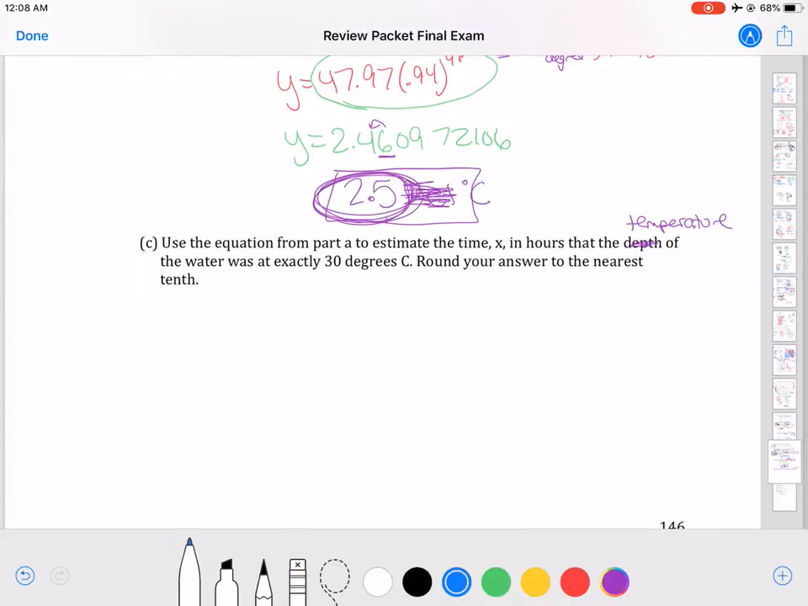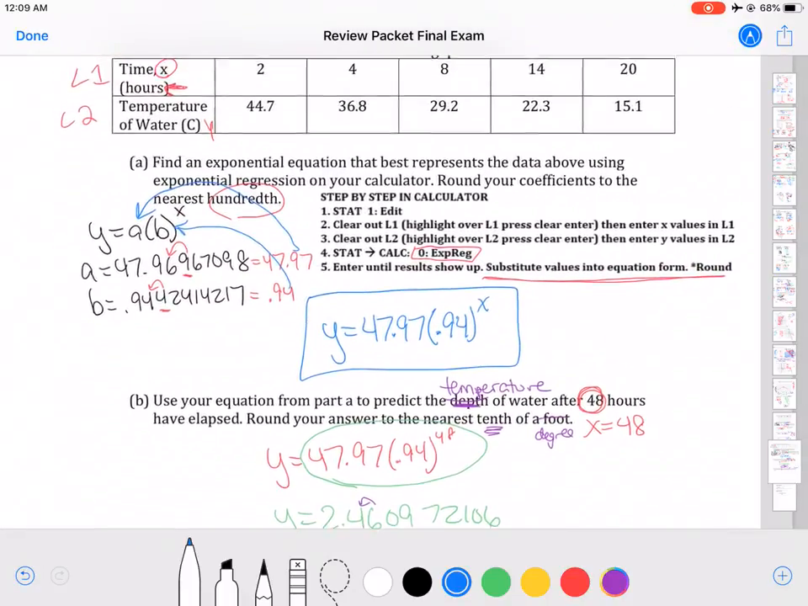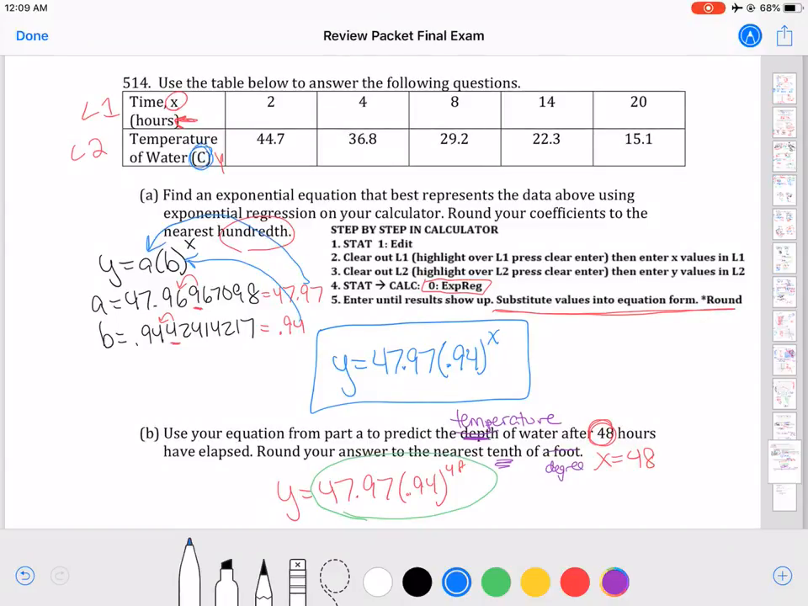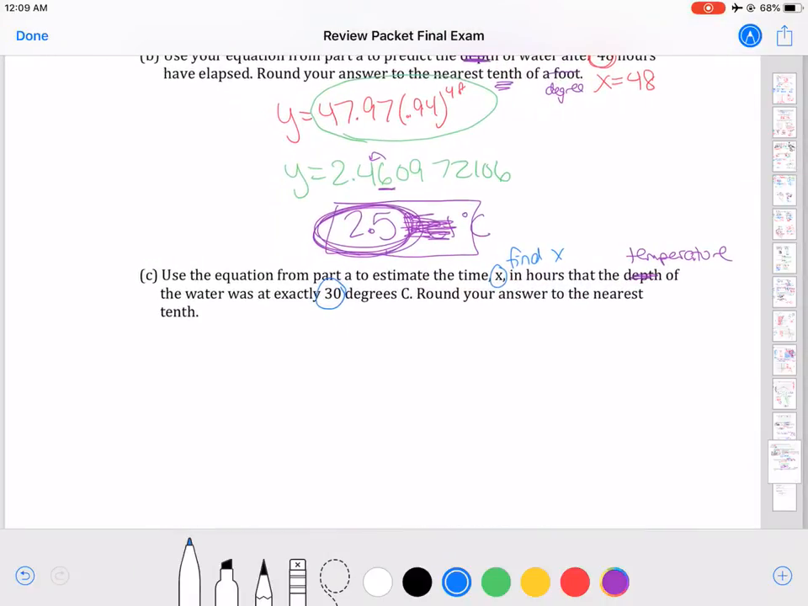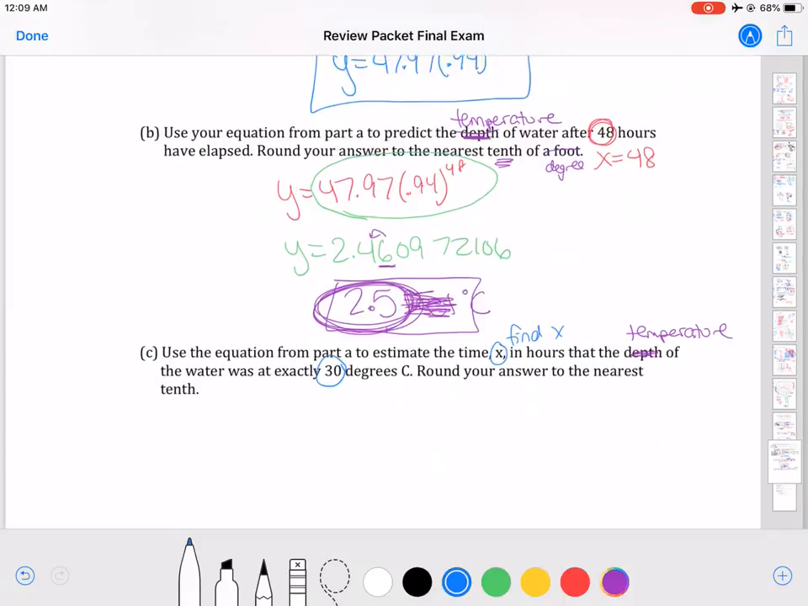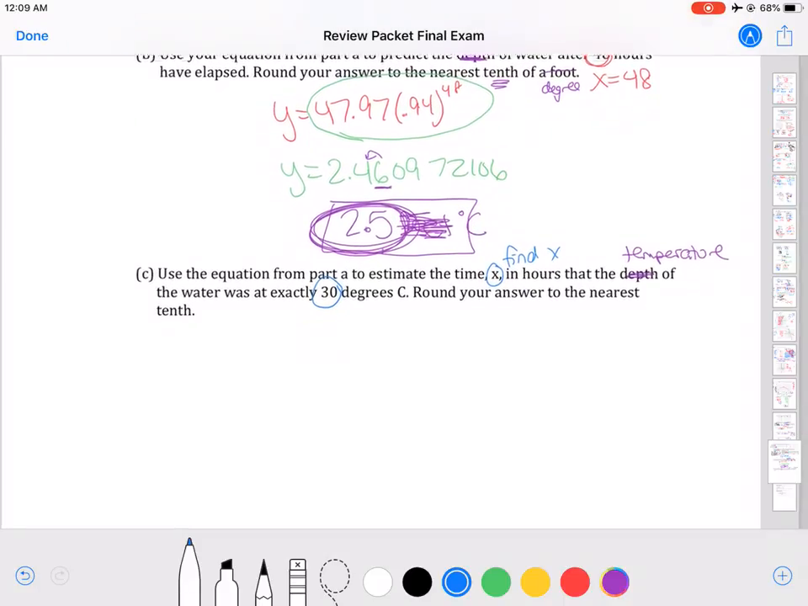All right, last question. Use the equation from part A, same thing again, to estimate the time X. In this one, we are finding X, when the temperature of the water was exactly 30 degrees Celsius. Because it's giving me 30 degrees instead of hours, I need to go up here and see that degrees is not X. I need to plug that in for Y because the temperature is a Y value. So 30 needs to get plugged in for Y in this equation from part A.